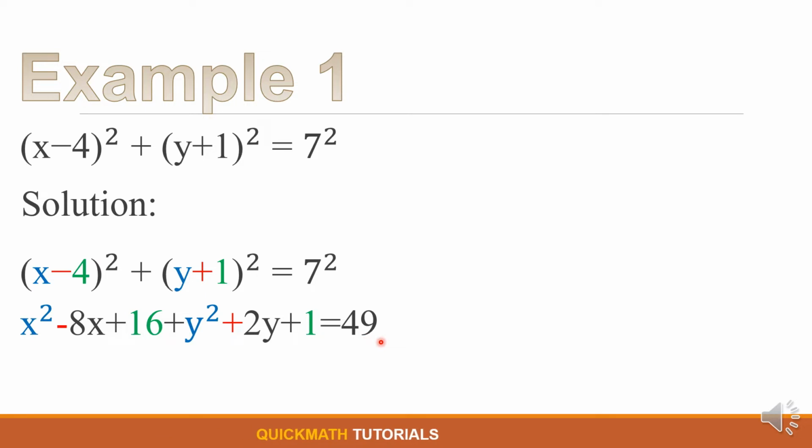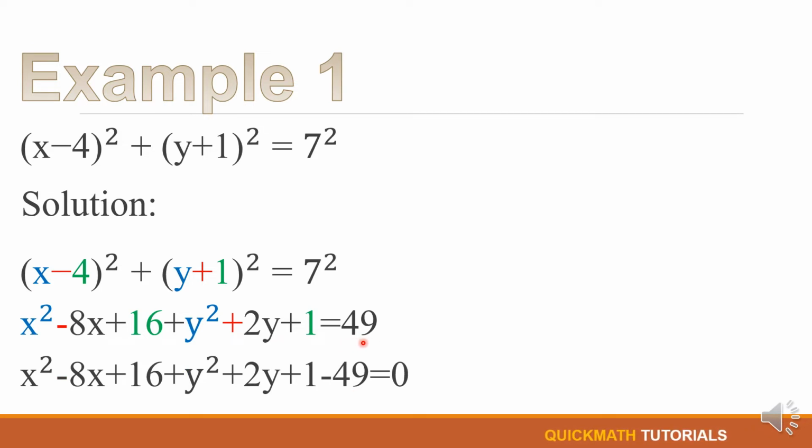And for our next step, we will equate this equation to 0. Since we have 49 here, we will add both sides by negative 49. So we will have here negative 49, and for this one, we have 49 minus 49, we have 0.